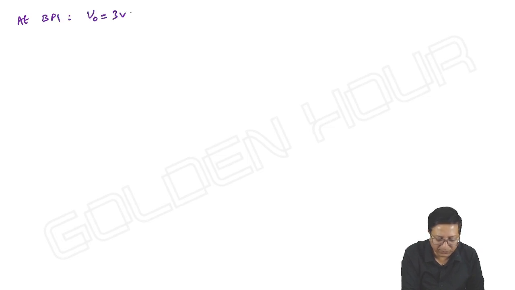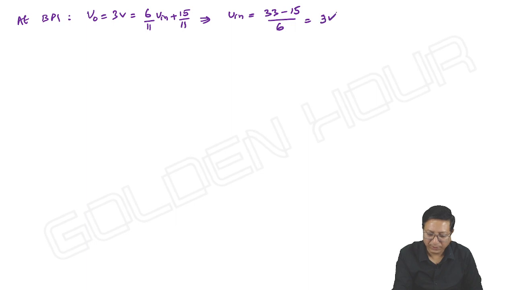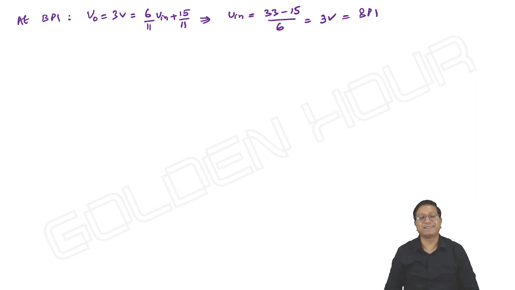Then at breakpoint 1, output is equal to 3 volts. That is also equal to 6 by 11 V input plus 15 by 11. Implies, what about V input? It is (33 minus 15) by 6. So it is 3 volts. This is our breakpoint. It is not 5, it is 3.